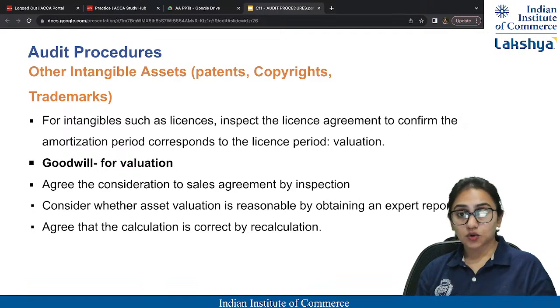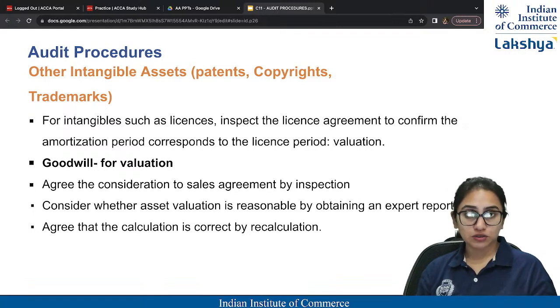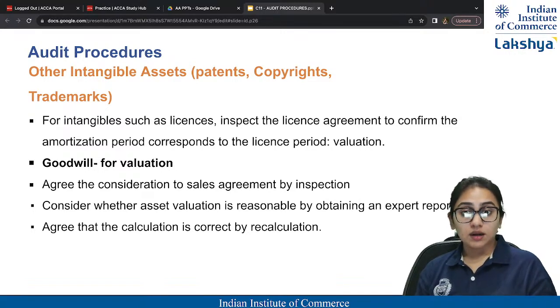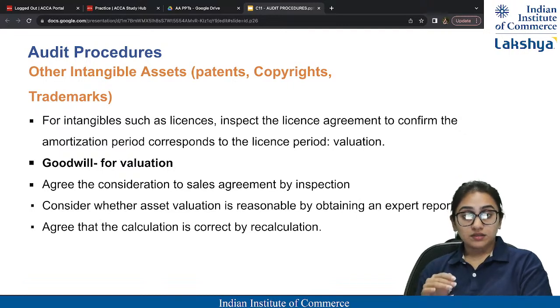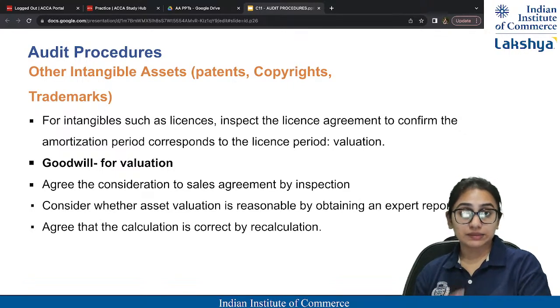Then goodwill is also an intangible asset which you cannot see. Yes, but it is there in the business. So what will you do for goodwill? Audit procedures: agree the consideration to the sales agreement by inspection. You will come to know by the consideration that you have paid in the sales agreement about the valuation of goodwill. Consider whether asset valuation is reasonable by obtaining an expert report.